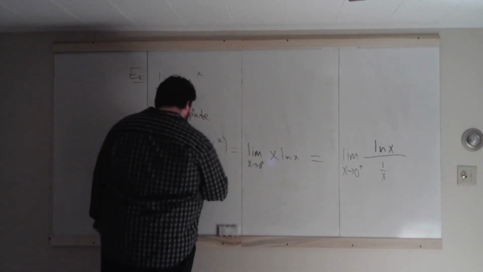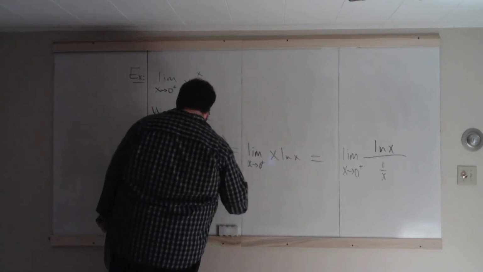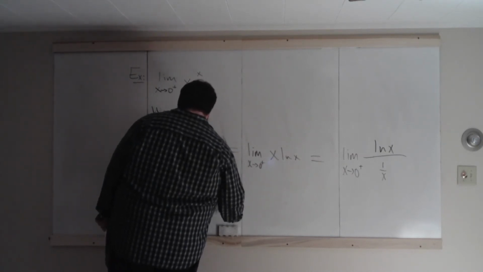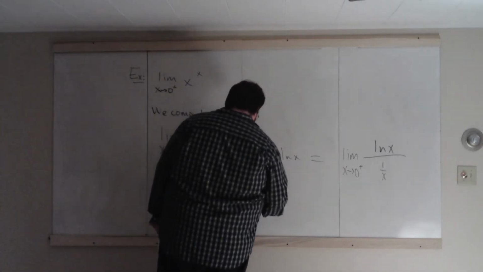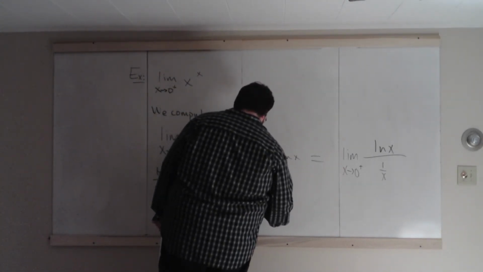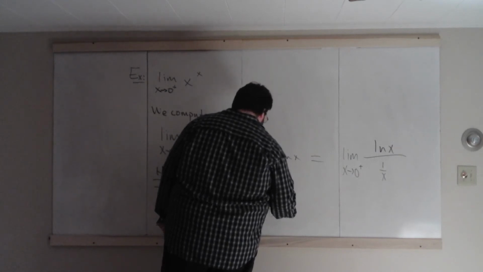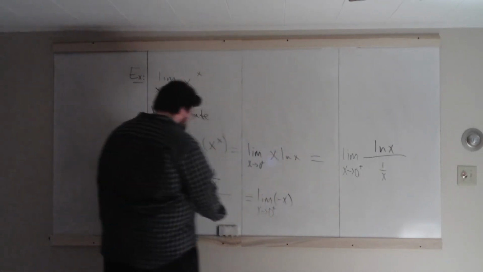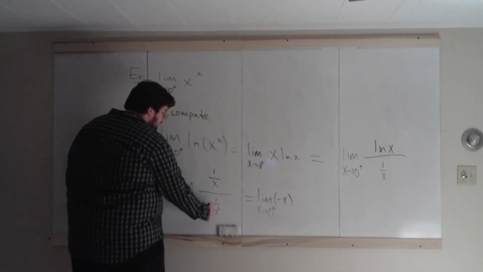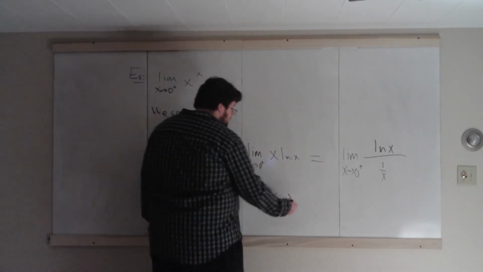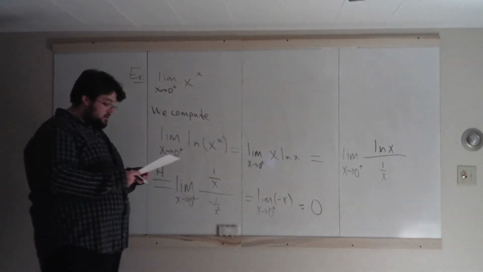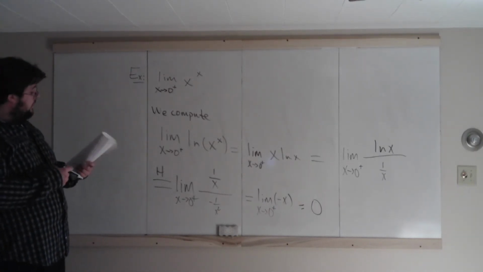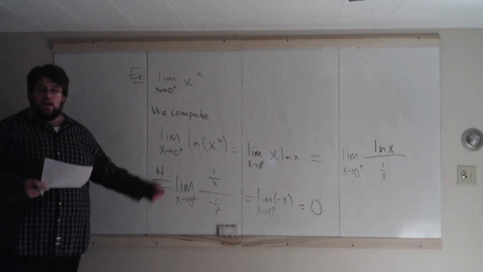Derivative on top is 1 over x. Derivative on the bottom is negative 1 over x squared. Simplify that fraction a little. Limit as x goes to 0 on the right of negative x, because the negative stays there, and then x squared over x is just x, and this limit is 0. Well, that's great. We just found that that limit is 0.